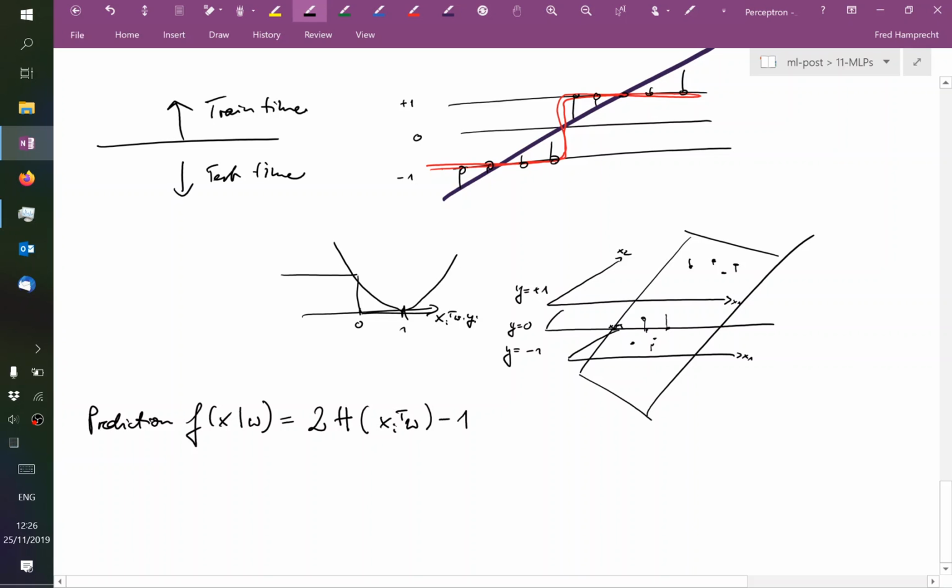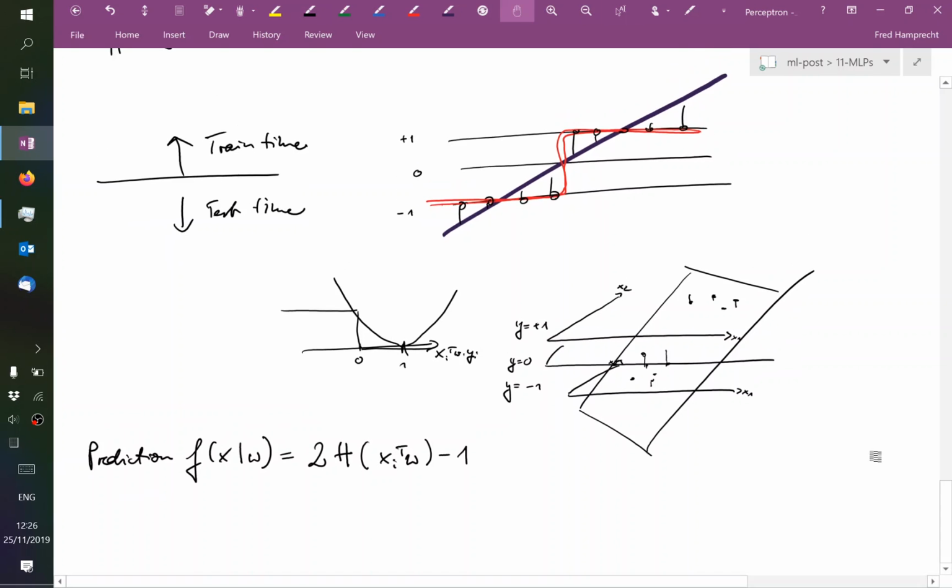So I get +1 on the one side of the decision boundary and -1 on the other side of the decision boundary.